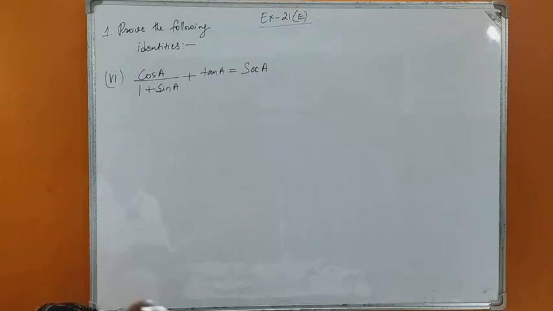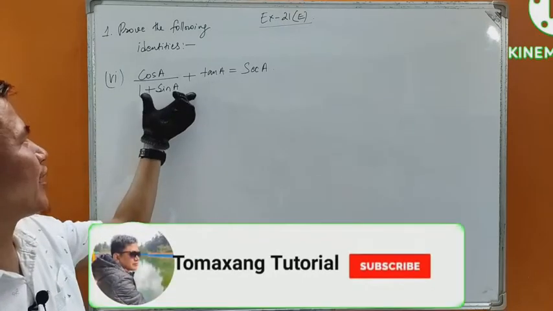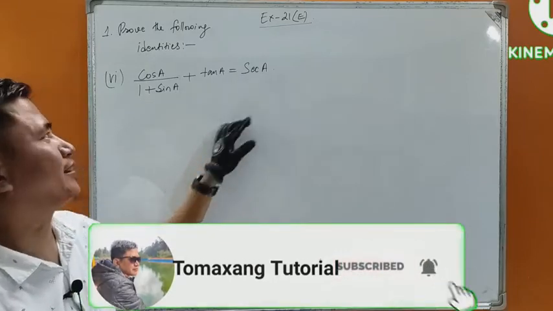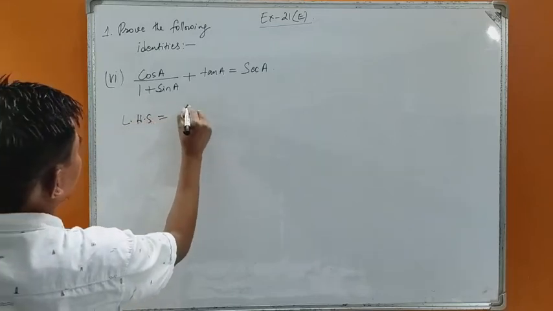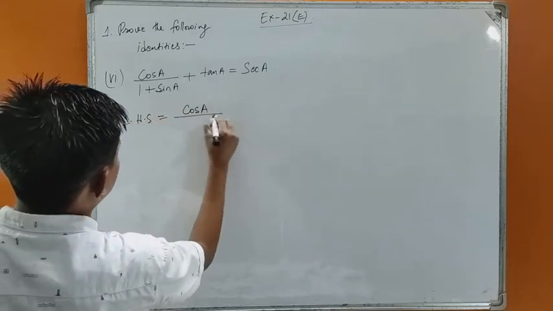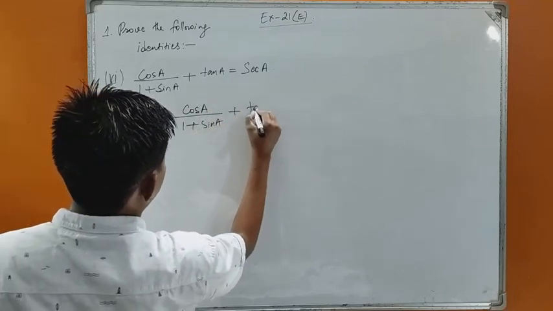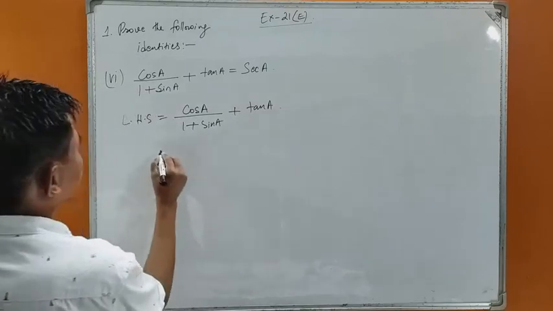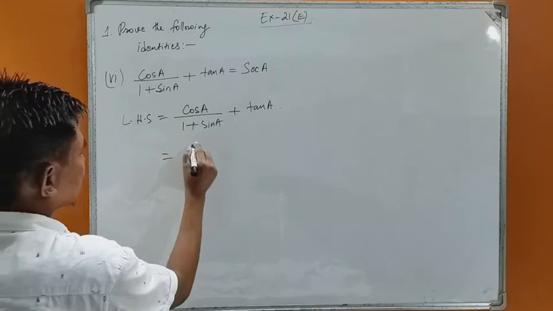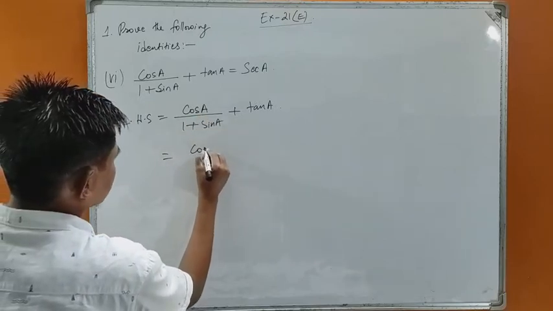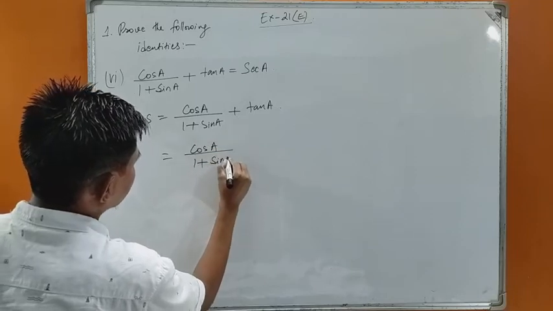So let's begin. In the left hand side we have cos a upon 1 plus sin a plus tan a, and we are asked to prove this equals sec a, isn't it? LHS equals cos a upon 1 plus sin a plus tan a. This is what we have in the left hand side, and we are asked to use this and prove it equals sec a. So let's copy this cos a upon 1 plus sin a as it is.